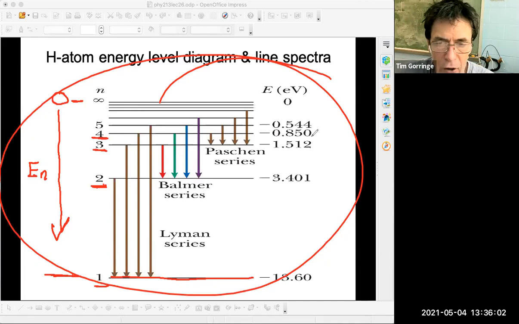You're seeing the allowed orbits and the energies of the allowed orbits. They're related to the radii and the speed of the allowed orbits in the hydrogen atom. So that's one important feature of this diagram.